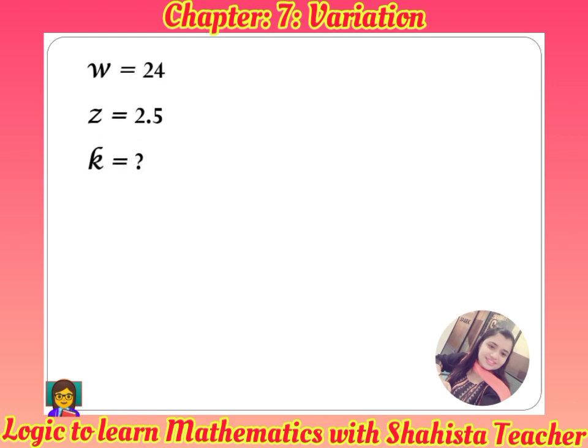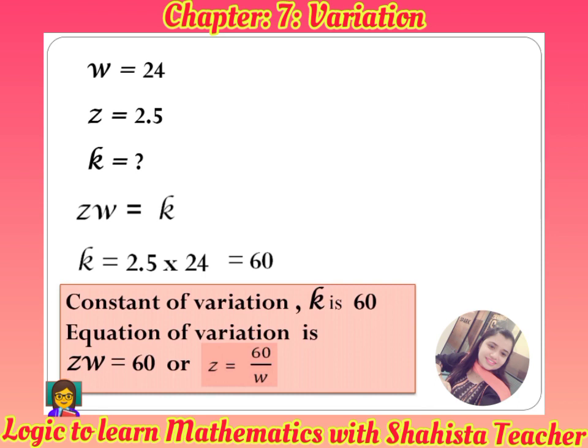Now w is equal to 24, z is equal to 2.5. Here we have to find the k value, that is the constant value. This is there in your question. w value is 24, z value is 2.5, and k, the constant, we have to find. So zw is equal to k. That means 24 multiplied by 2.5 is equal to k. So k is equal to 2.5 multiplied by 24. 2.5 multiplied by 24 gives us 60. So the constant of variation k is 60 and the equation of variation is zw is equal to 60.